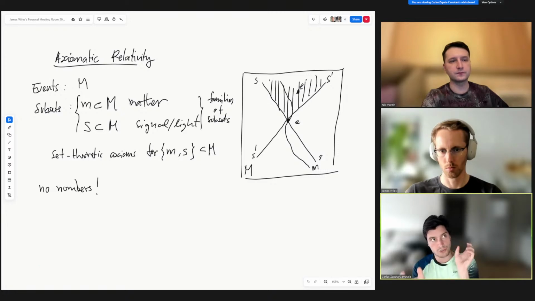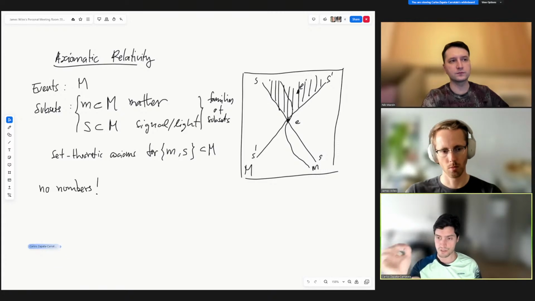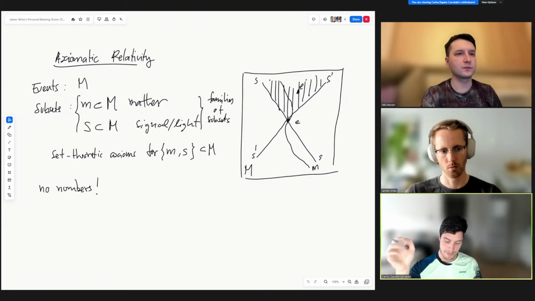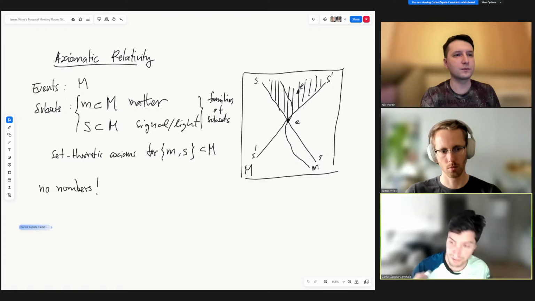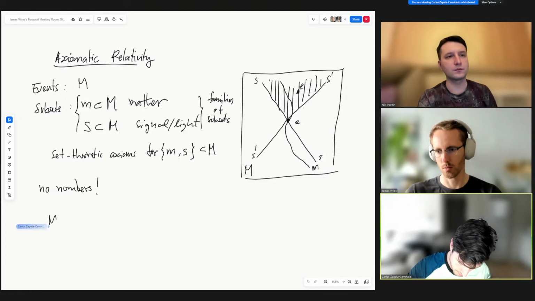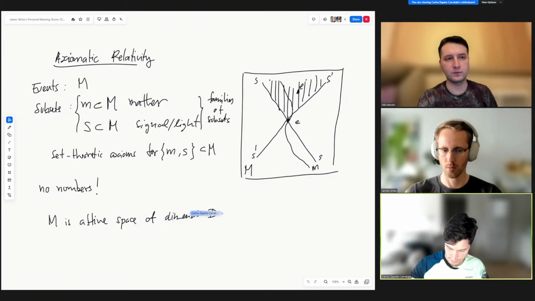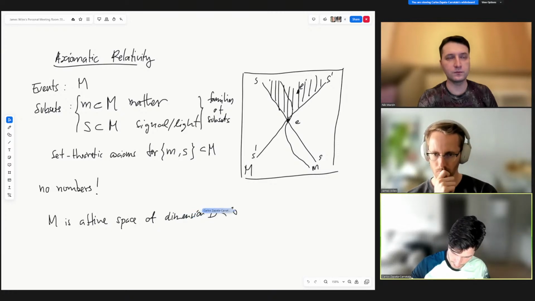So there are two versions of this. You can do the very abstract set theoretic one, which might be much closer to the Bondi calculus presentation that Nick did, or you can do the one that is much quicker to derive actual Minkowski space. So to simplify, you might assume that M is an affine space of dimension D finite.